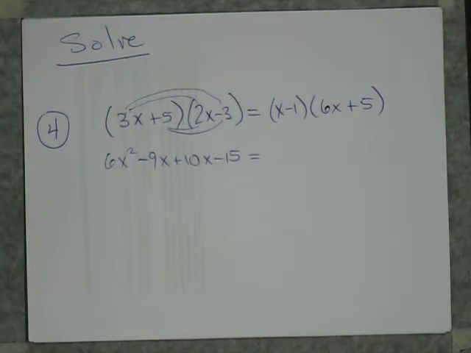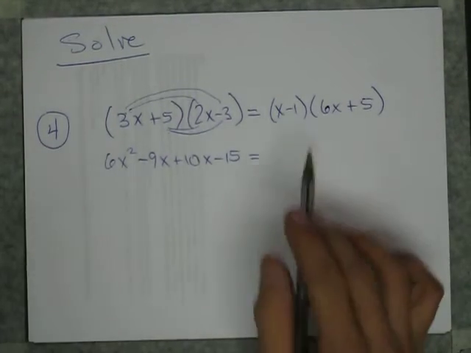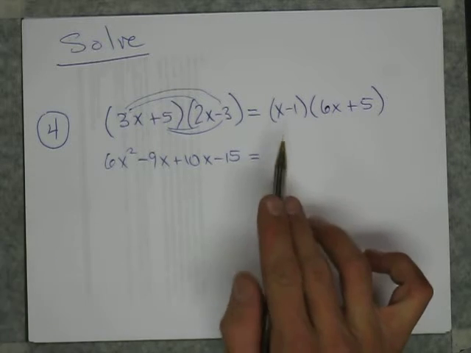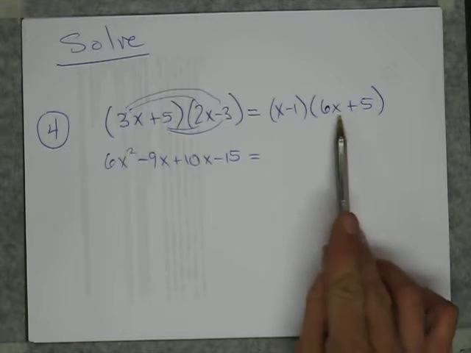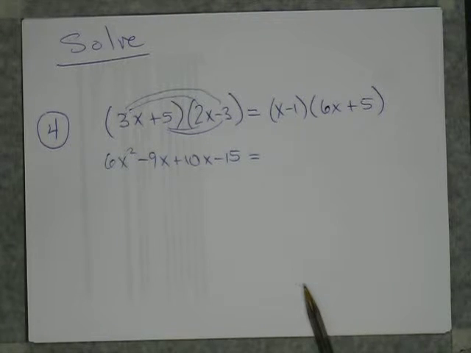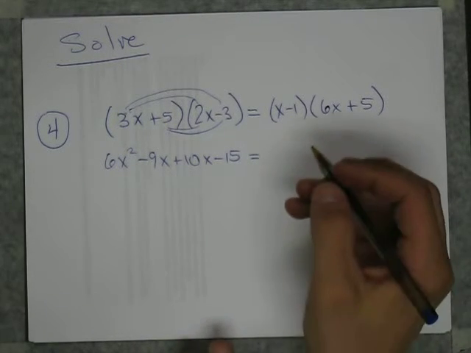Equals, I'll let you try the distribution before I go. Try the distribution over here, doing the same thing that we just did over here, but using x minus 1 times 6x plus 5. All right.